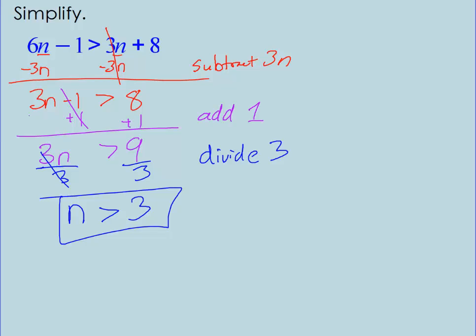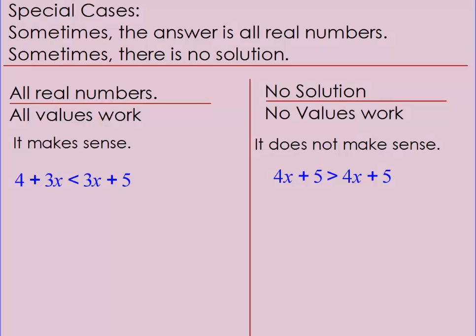All right, next one. So here's some special cases. Sometimes we don't come down to one answer where x is greater than a number. We have special cases. So sometimes the answer is all real numbers, and sometimes there is no solution. One of these two cases happens. Well, all real numbers happens when the variables eliminate and it comes down to something that makes sense, or it's true. So when the variables eliminate and it's true.